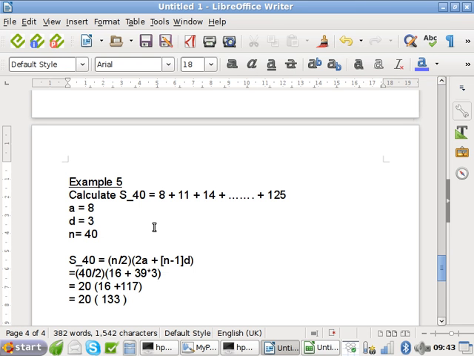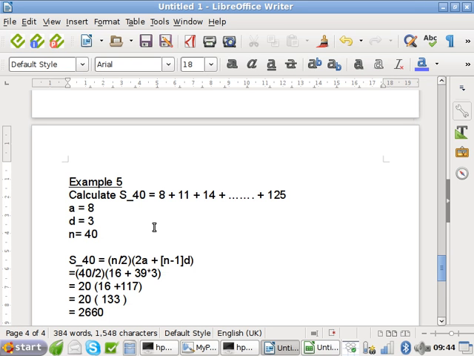People with a calculator, and people without a calculator. Yes, 133. So that's equal to 2660. So if you add the first 40 terms here, you'll get 2660. Is 125 the value of term 40? Yes, it's the 40th term. Can we calculate the sum if we add 8 and 125 only? Yes, that's what we'll do next.